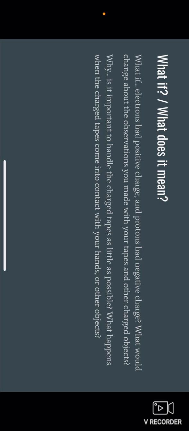Now, what if electrons had positive charge and protons had negative charge? How would this change stuff? Pretty much it wouldn't change much as long as they're both switching like that. All it means is that if they were opposites, they would attract. If they were similar, they would repel.